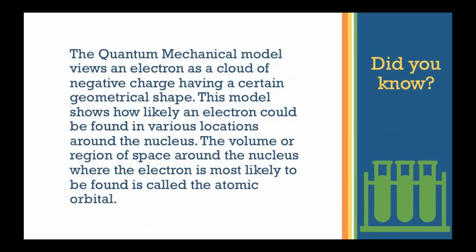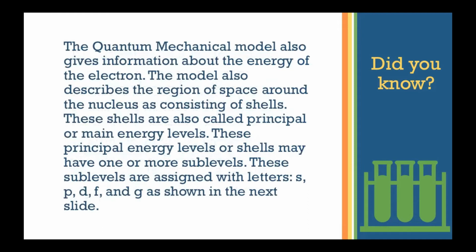The quantum mechanical model views an electron as a cloud of negative charge having a certain geometrical shape. This model shows how likely an electron could be found in various locations around the nucleus. The volume or region of space around the nucleus where the electron is most likely to be found is called the atomic orbital. The quantum mechanical model also gives information about the energy of the electron.